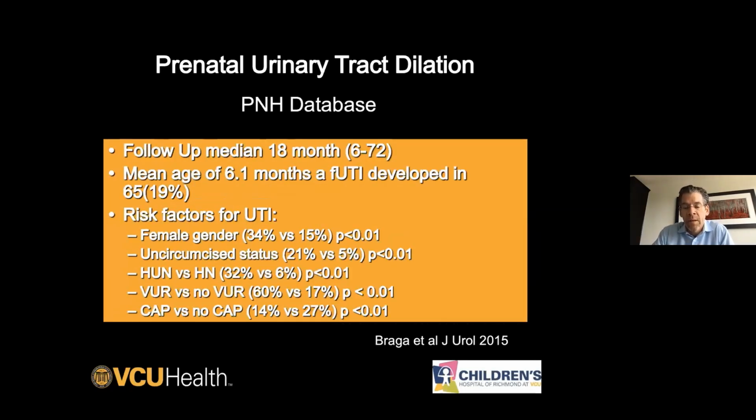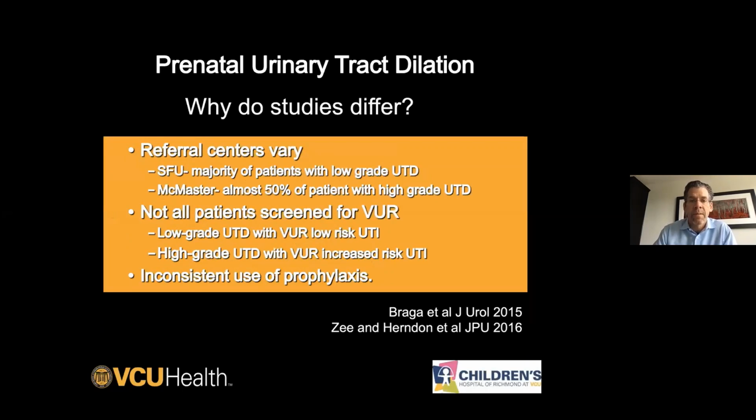Now, Louis Braga equally had a registry at McMaster, and his follow-up was a little bit longer, around 18 months, and mean age 6.1 months for the urinary tract infection when they develop, again demonstrating that these occur at a very young age. Risk factors were similar in some respects: female gender, intact foreskin. However, he did find that prophylaxis appeared to help, and ureteral dilation and reflux were significant risk factors. So when you have these two disparate results, you ask, well, why are these studies different?